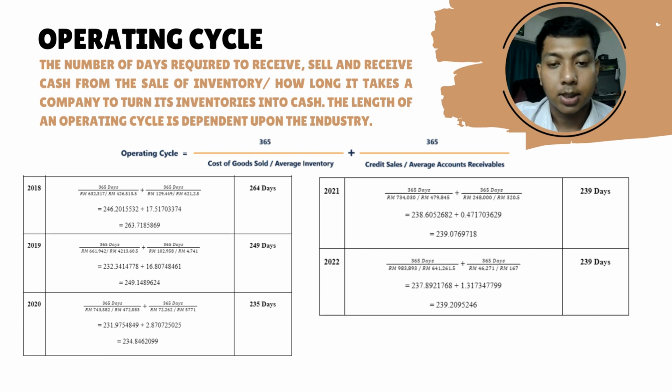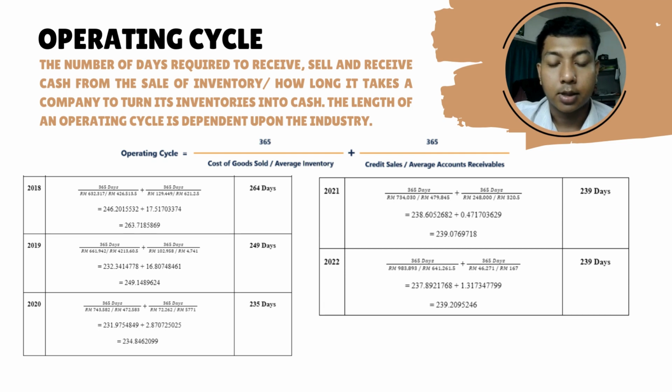To calculate the operating cycle, the formula is 365 days divided by cost of goods sold divided by average inventory, plus 365 days divided by credit sales divided by average accounts receivable.